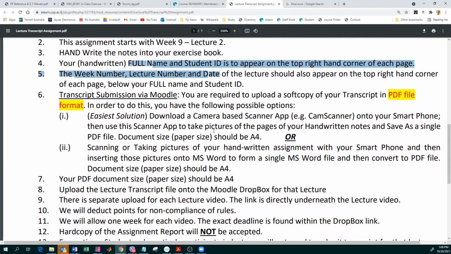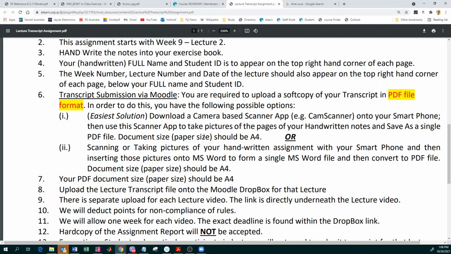You'll notice that our lectures are like tutorials. We do a lot of in-class exercises, so you've got to note those exercises down. Then you note the solutions for those exercises in your exercise books. You take a picture of those notes, and then you convert it into a single PDF document. There are two ways which I've suggested here, and you can have a read of those later. You know how you can do it.